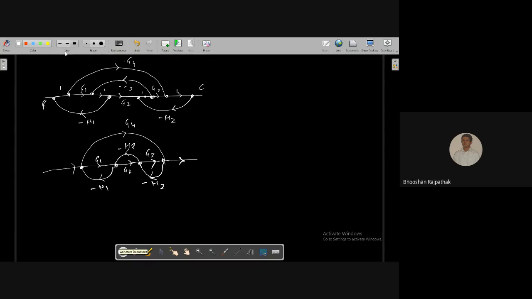Second point, and this you should remember: a block diagram can be converted into signal flow. Any block diagram you can convert into signal flow. That is possible. But the reverse is not always possible. All the signal flow graphs you cannot convert into block diagram.